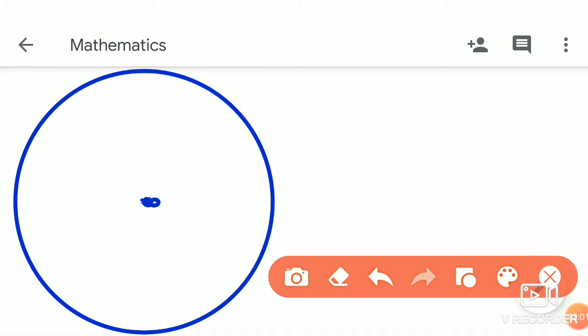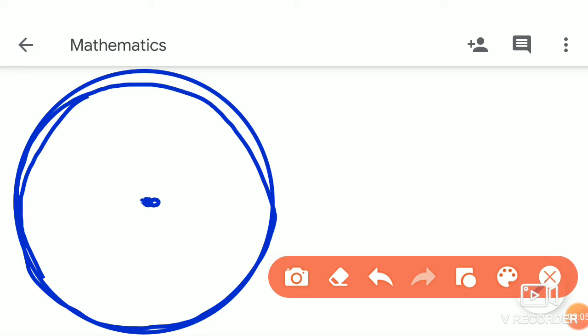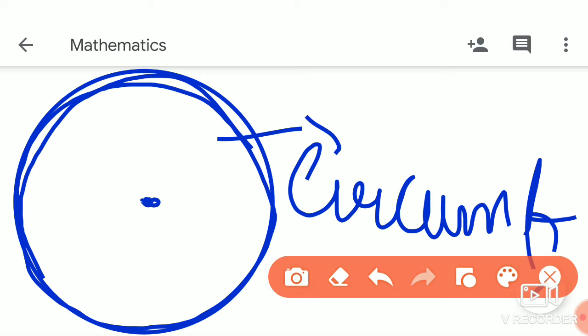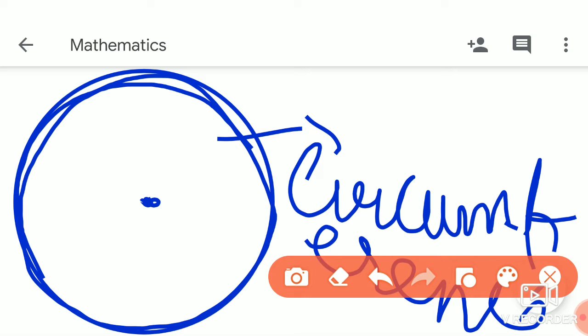Now, can you see the boundary of the circle? This is the boundary of the circle. This boundary is also given a special name, circumference. So, the boundary of the circle is the circumference of the circle. Okay? The boundary is known as circumference.